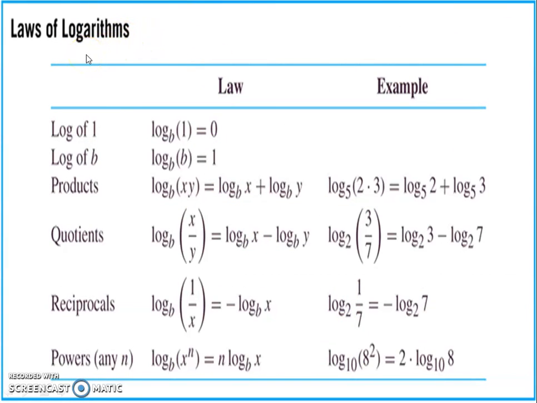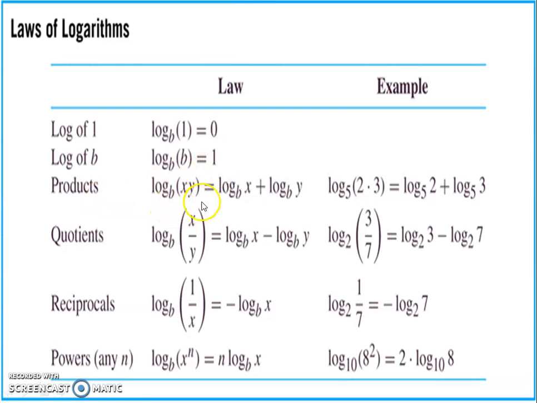Laws of logarithm must be understood with simple examples, so we get an idea of exactly how to apply them. First law: the log of 1 to any base is always 0. Suppose I take log of 1 to the base 3, it is always 0. Log of b to the base b is 1. That is, log 3 to the base 3 is always 1, and log 4 to the base 4 is always 1.